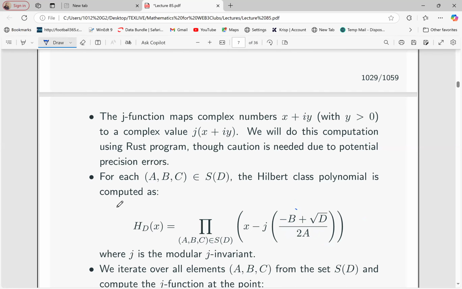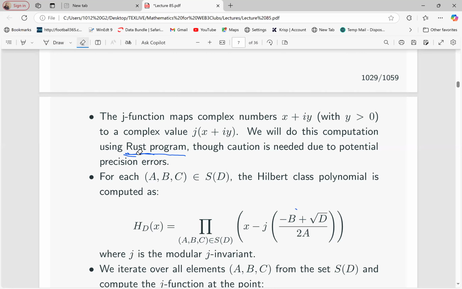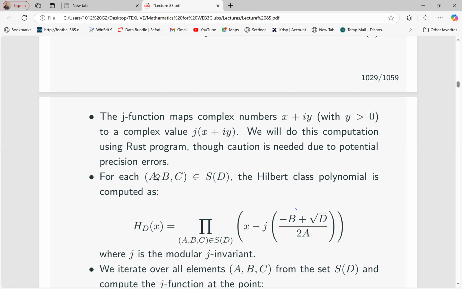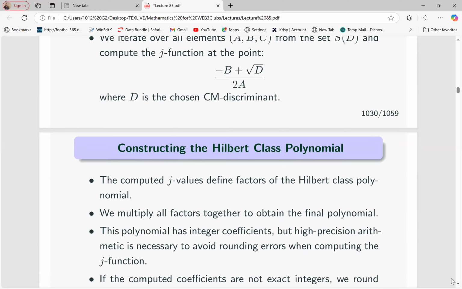To do this J invariant, I've said we will use the Rust program. I'll be showing you how to do that, and of course I'll be going through all the steps. Then when we reach here, we use our Rust program, and it gives us our J invariant. After we have the J invariant, we proceed and come up with the equation.